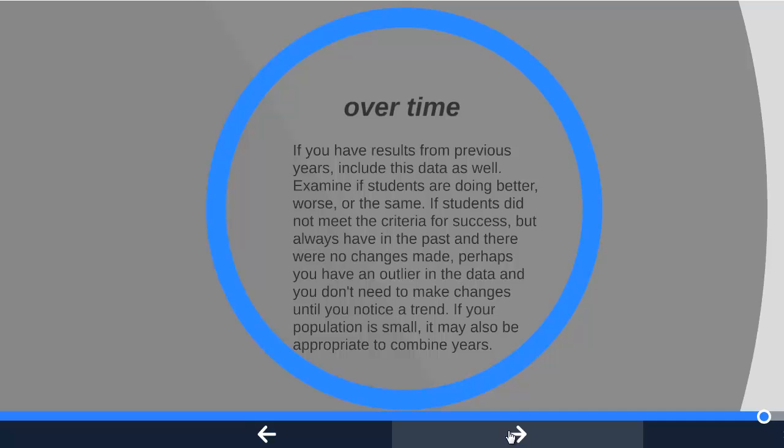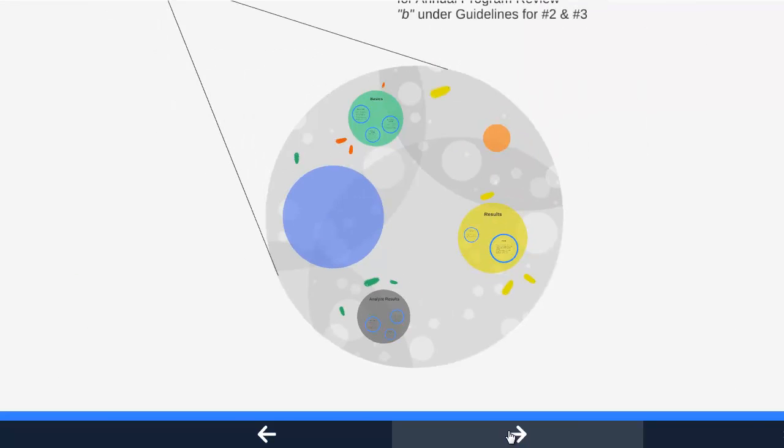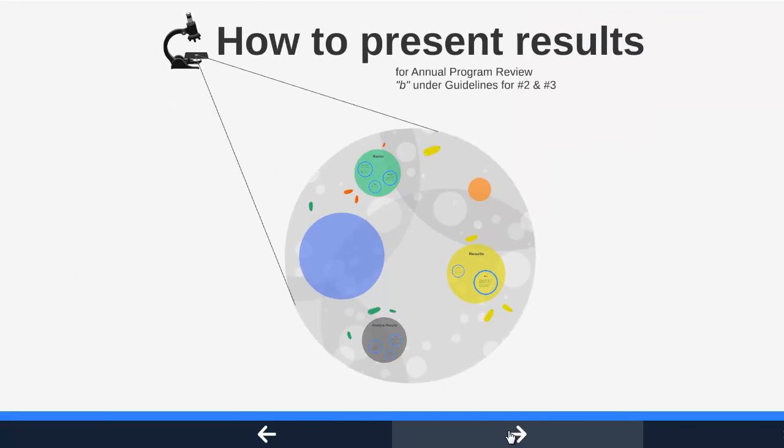If this has happened a couple years in a row, you might find that students are learning differently and you need to change up the way you teach. If your population is small, it might also be appropriate to combine years. This is a basic summary of how to present results. The next section is conclusion and recommendations.